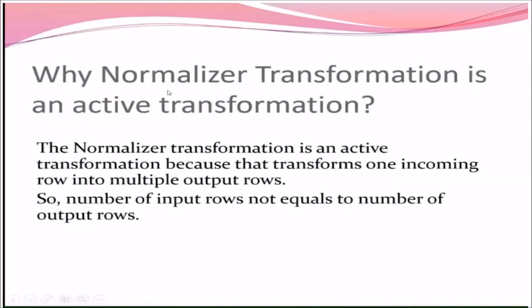This is the most important interview question: why is the normalizer transformation an active transformation? The normalizer transformation is active because it transforms one incoming row into multiple output rows. So the number of input rows is not equal to the number of output rows. That's why it is an active transformation. So guys, I think you understood this normalizer transformation and how we are going to use it.